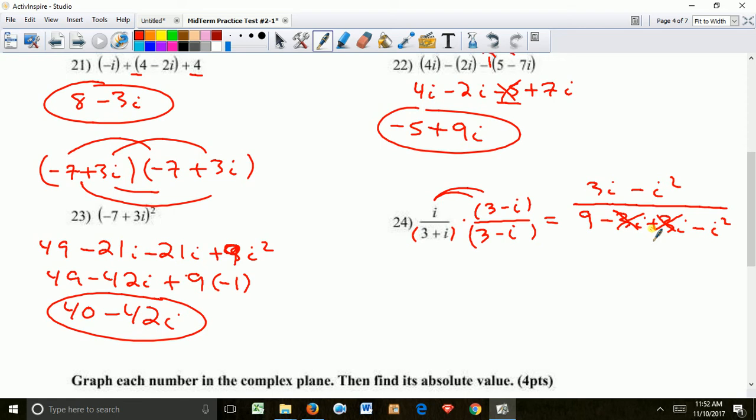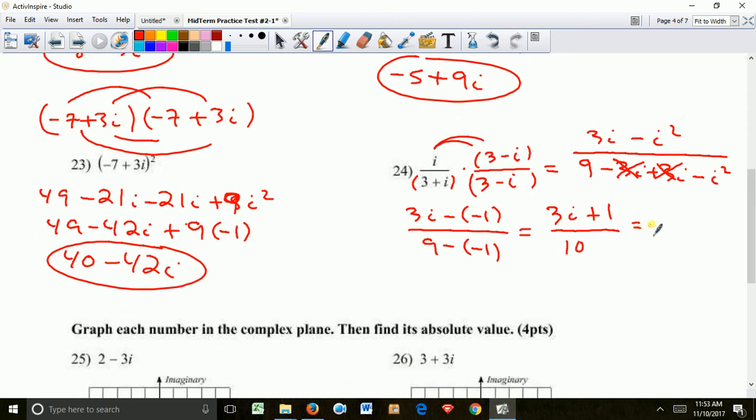Replacing negative 1 in for i squared, you now get 3i minus negative 1 divided by 9 minus negative 1. Combine these together, you do get 3i plus 1 divided by 10. Don't forget to get the imaginary parts and the real parts separated. You can now rewrite this as 3i divided by 10 plus 1/10. The common denominator is 10. And then make sure you have the imaginary part last, so rewrite this as 1/10 plus 3/10 times the imaginary unit i.